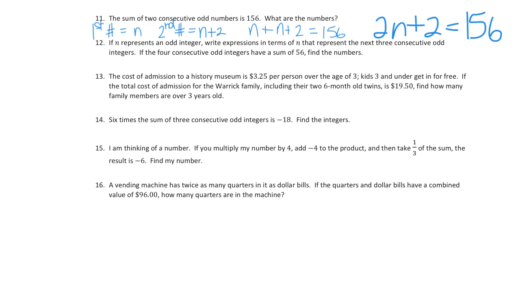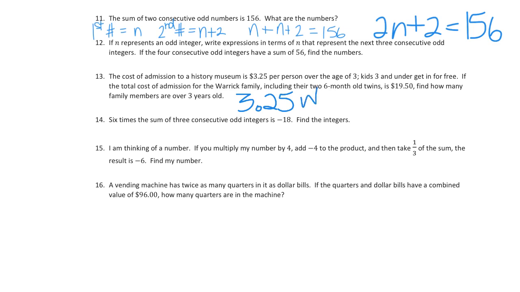Okay. So the family, what it's asking us to do is figure out how many of the family members are over 3 years old. So it's not asking me how many total family members there are, just how many are over 3. So how many did I pay for? So it was $3.25 per person that I had to pay for.